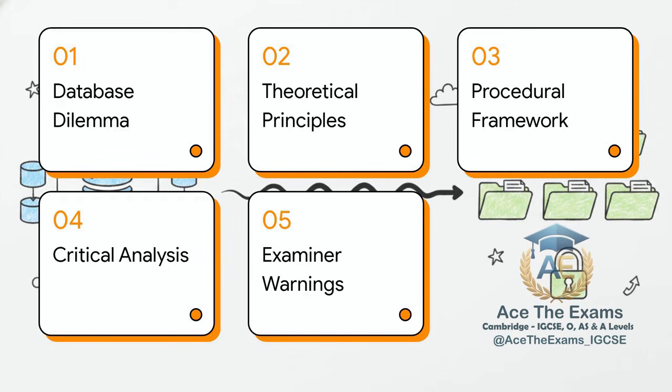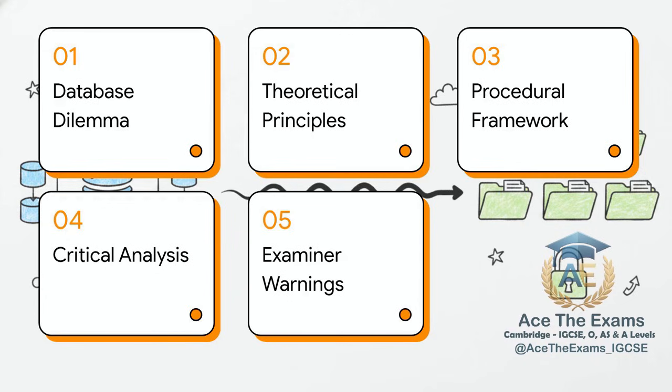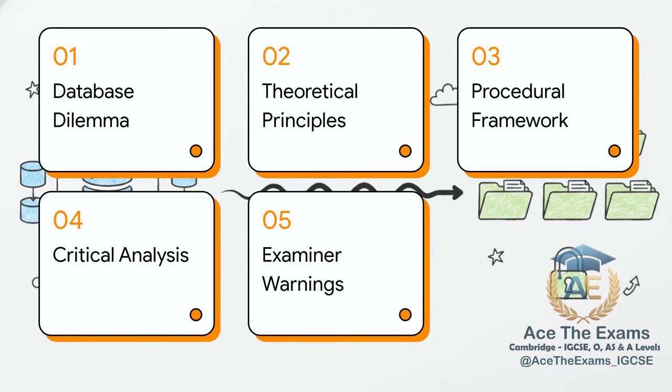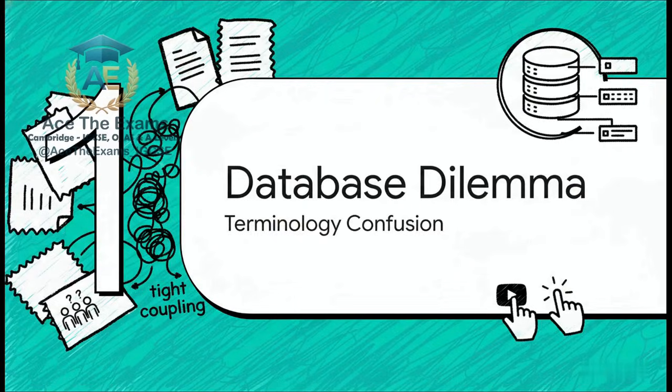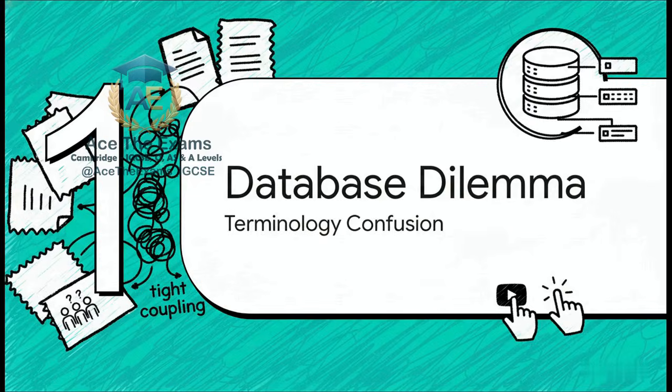Fourth, we'll explore the critical analysis techniques you need to elevate your answers to the A-star tier. And finally, we'll go through the top examiner warnings to keep you out of the traps that catch 90% of students. All right, let's jump straight into our first major hurdle, the database dilemma, and how to avoid the terminology confusion that ruins so many answers before they even begin.